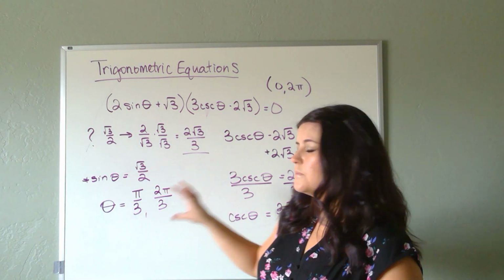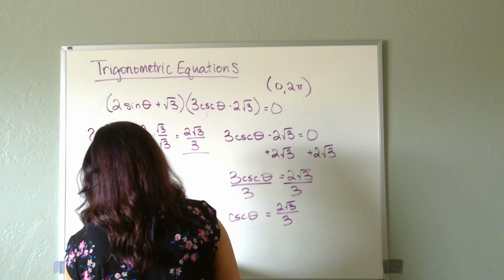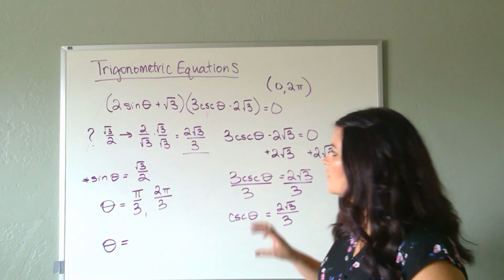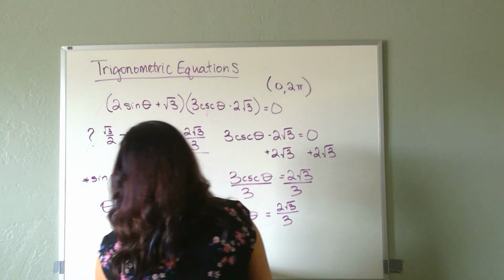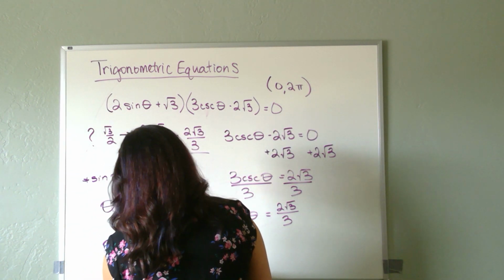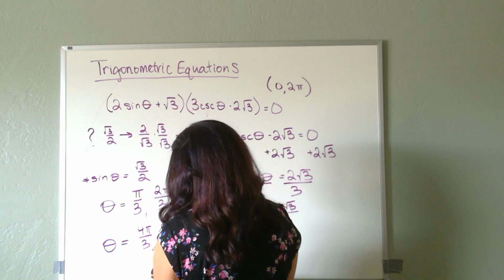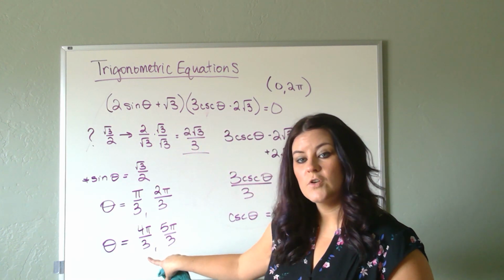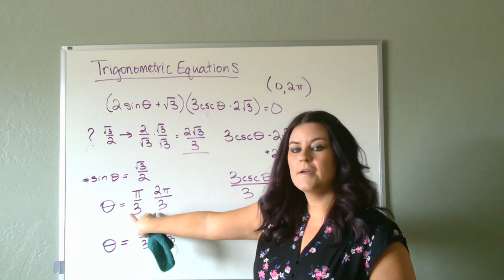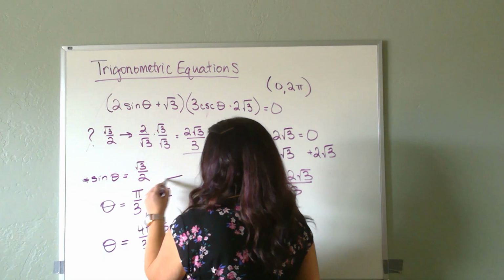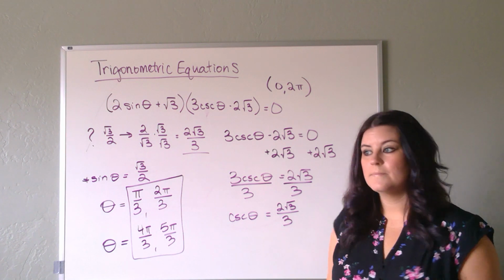So let's remember the answers I got before. In the first factor, I was looking for places where sine was negative root 3 over 2. So the answers I got were the third and fourth quadrant. I got 4 pi over 3 and 5 pi over 3. So this was our answer from the first factor. From this factor, I got these two answers. So you guys, that means my answer is all 4 of them. You take your answers from both factors.